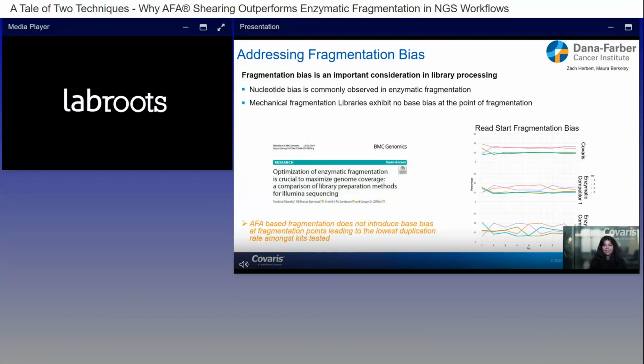And when you're looking at this data, what you want to see is a plot that looks like that top Covaris sheared plot. You can see that you have these parallel even lines, indicating that the composition of nucleotides is not changing based on your position. And this is a good indicator of random shearing. Now, on the other hand, if you take a look at those bottom two plots that represent the enzymatically fragmented libraries, you see a much less consistent and much more jagged kind of pattern. And this is a clear indication of enzymatic fragmentation bias.